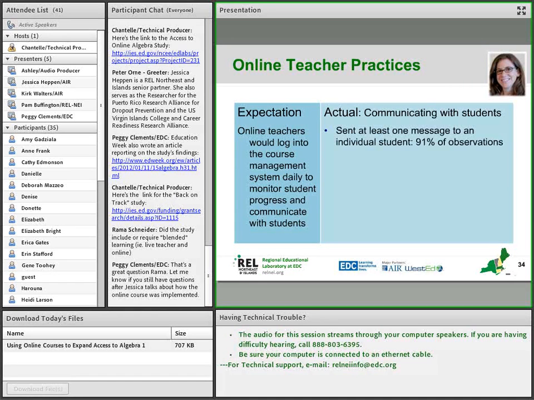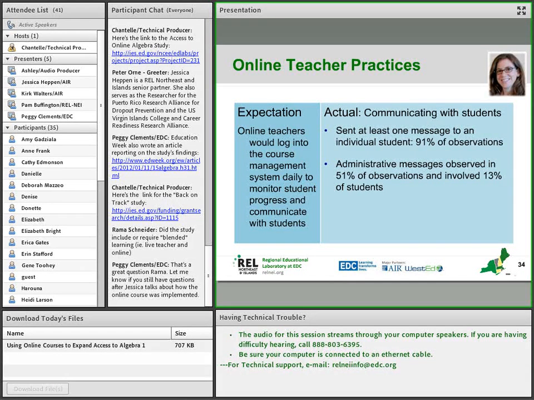In terms of communicating with students, we used the same observation data from the online course system to see that online teachers sent at least one message to an individual student in 91% of the observations. Of these messages, we categorized them into whether they were administrative or about math content or other. Administrative messages were observed in about half of the observations, and these involved 13% of the students. So when online teachers were messaging students, a relatively small percentage of students were getting those one-on-one messages. And in about half of the time, they were about administrative details.